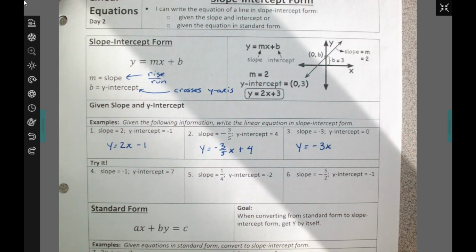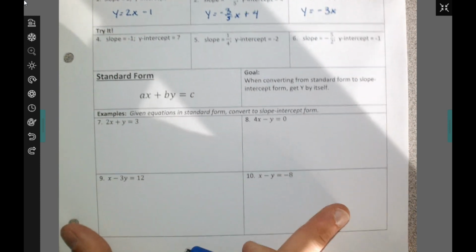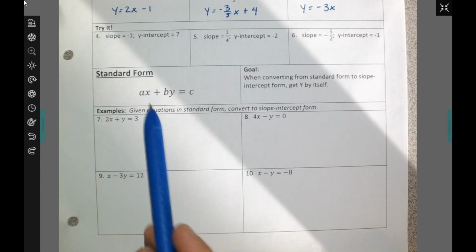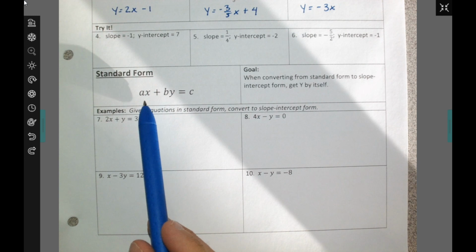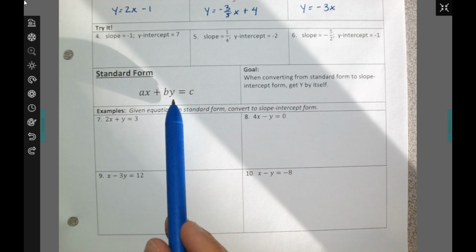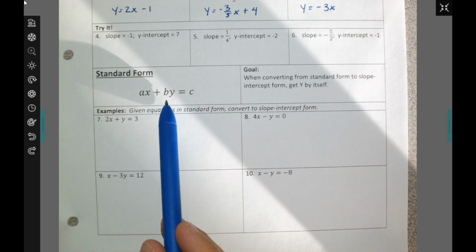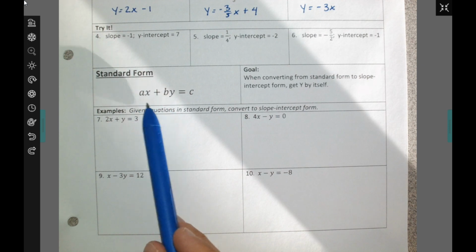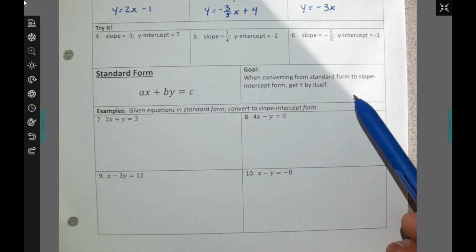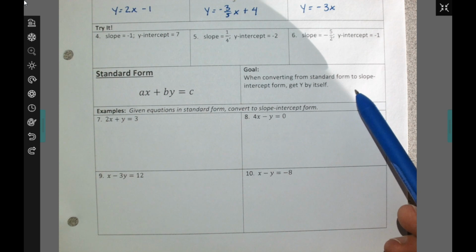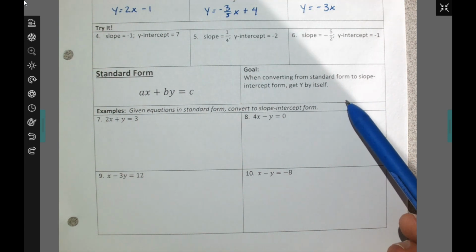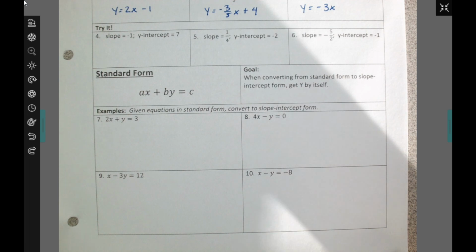The second form we're going to look at today is called standard form. So standard form is when you have both variables x and y on the left-hand side and it equals a constant. This helps us find x and y intercepts easily. We want to be able, though, to convert from standard form to slope-intercept form, and to do that, it's all about getting y by itself.